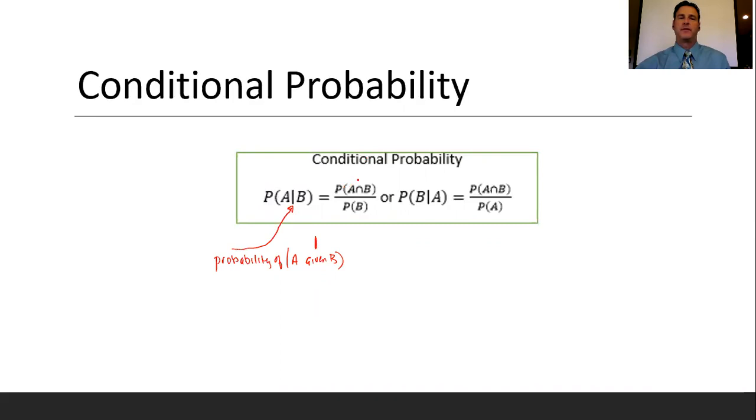Okay. And what do we set that equal to? This is the probability of A and B all over P of B. Or you could write this the other way. You could say probability of B, again, remember that means given, A equals P of A and B all over P of A. All right, now, how do we use this in context?